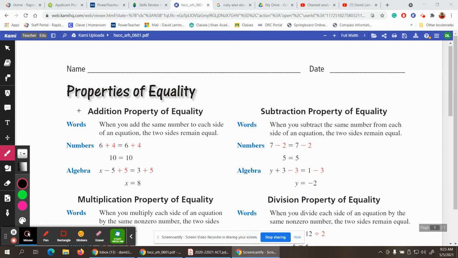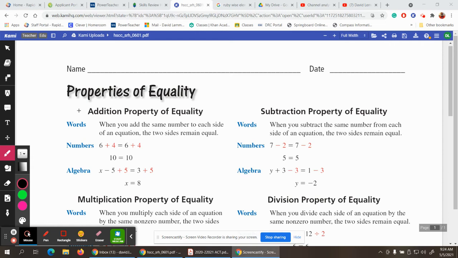When you add the same number to each side of the equation, the two sides remain equal. So, for instance, if you have a 6 here and a 6 here and you add a 4 to both sides, then 10 equals 10, right? In algebra, if you have a -5 and you want to move it to this side of the equal sign, you have to add a 5 to both sides. What you do to one side, you have to do to the other.